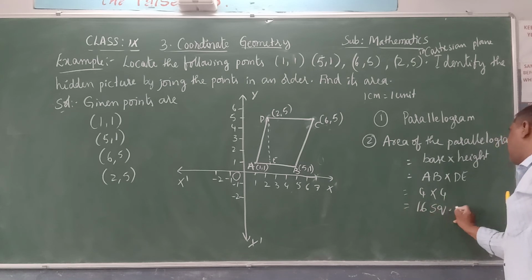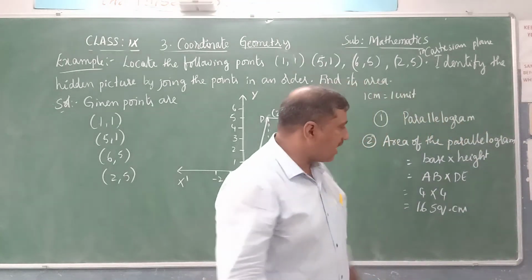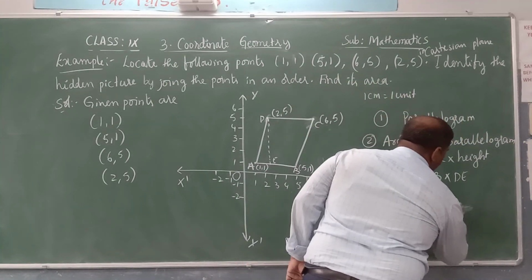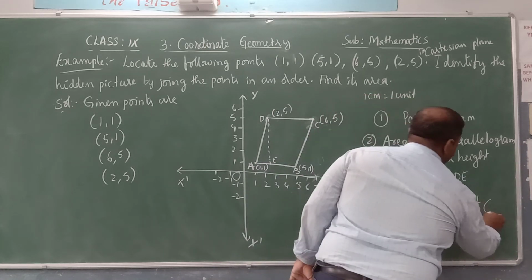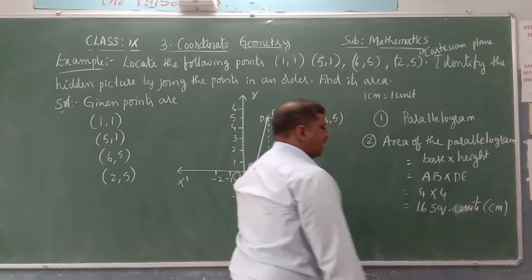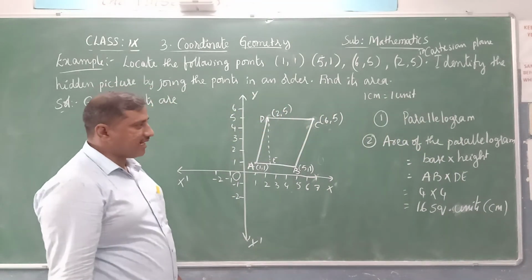16 square centimeters. We have taken 1 centimeter equal to 1 unit. Or you can write 16 square units. Units here are in centimeters. Therefore it is square centimeters.